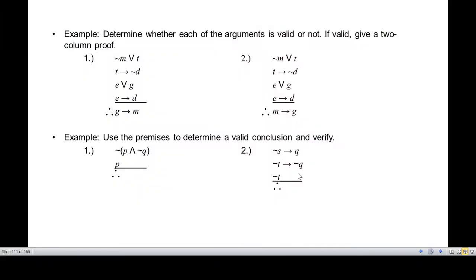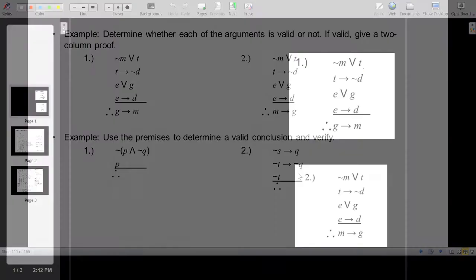Today we are going to determine validity of arguments by applying tautologies or logical equivalence. Okay, let's go to our PowerPoint presentation. Determine whether each of the following arguments is valid or not. If valid, give a two-column proof. Okay, let's go to our blackboard.